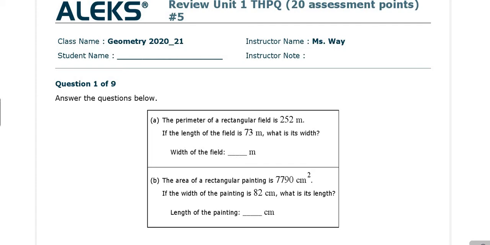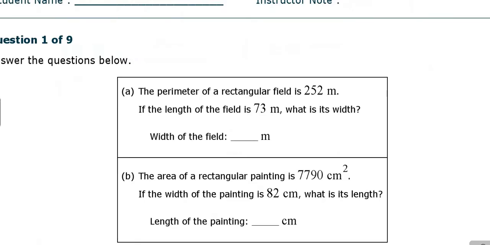Problem number 1, example problem, says the perimeter of a rectangular field is 252 meters. The length of the field is 73 meters. What is the width? Best way is to draw a picture here.